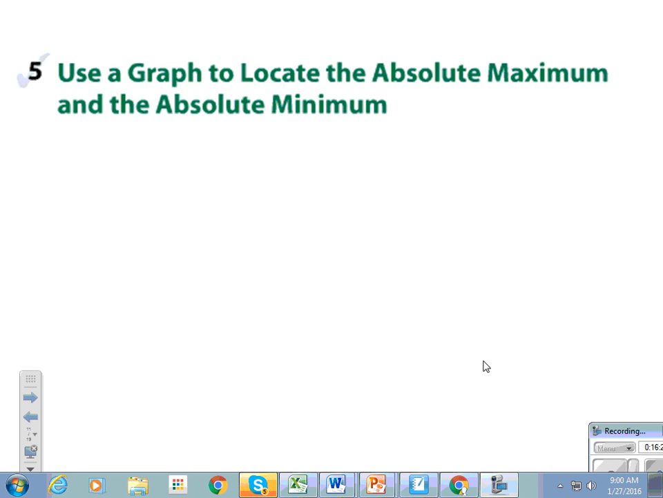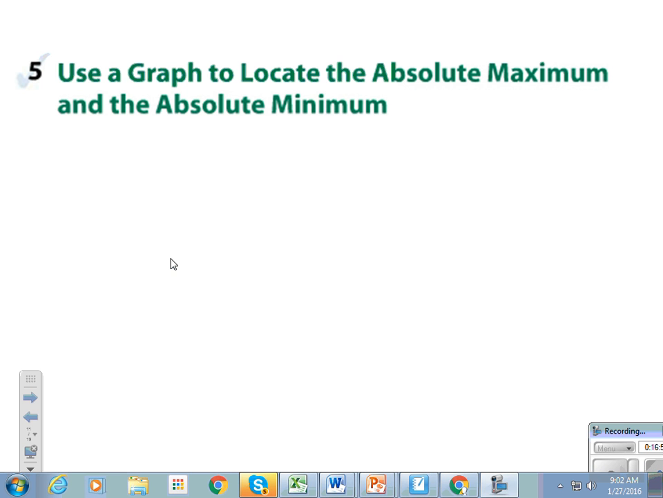All right, fifth learning objective. Use a graph to locate the absolute max and the absolute min. So these are different. You guys did the Quizlet for chapter 2. These are different than a local max and local min. Without even touching those definitions, what do you think the difference between an absolute max and min and a local max and min is going to be?